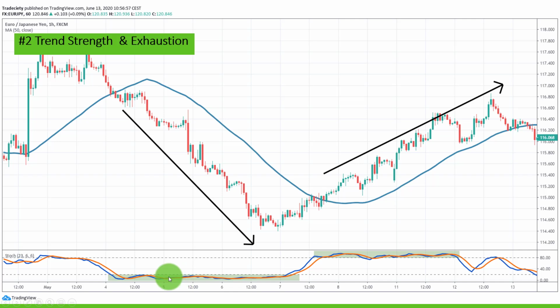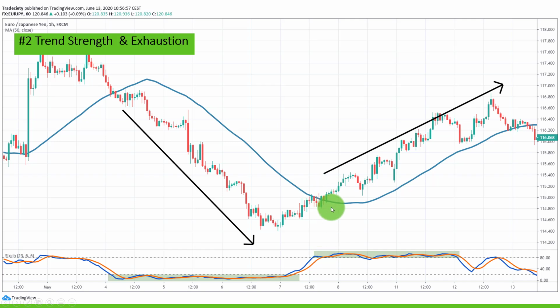The stochastic can remain, and often will remain, in overbought and oversold for a long, long time during strong trending markets. So what you want is a cross of the price action below the moving average, and then you want to see the stochastic entering the oversold area, and this is the signal that you are in a strong trend. As long as the stochastic stays in the oversold area, you are looking at a very, very strong trend.